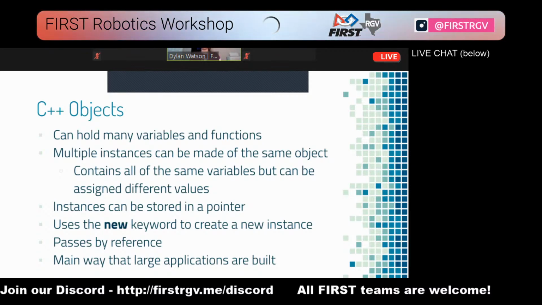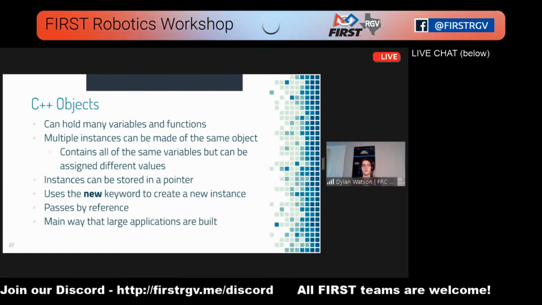An object is basically a group of code that can all be stored in memory at once, and it can have many variables and functions inside of it. Multiple instances can be made of the same object. So they all have the same variables, the same functions, but those variables can be set to different values.